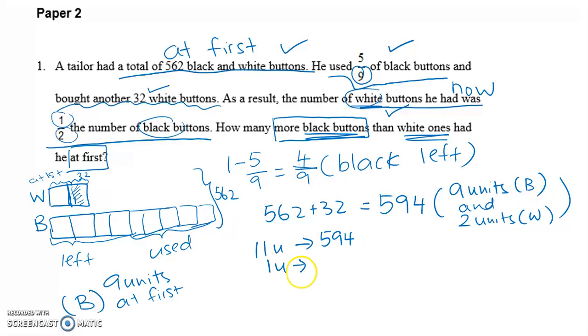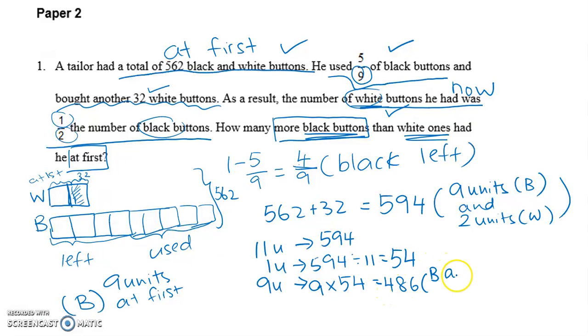If you work it out, 1 unit, 594 divided by 11, is equal to 54. From here I know 9 units first. What is this 9 units? The black buttons, right? So 9 times 54. If you work it out, you should be able to get 486. These are the black buttons at first.